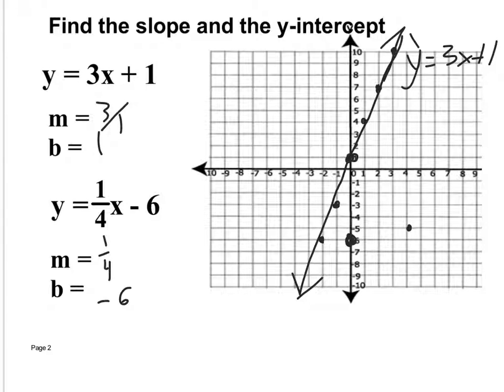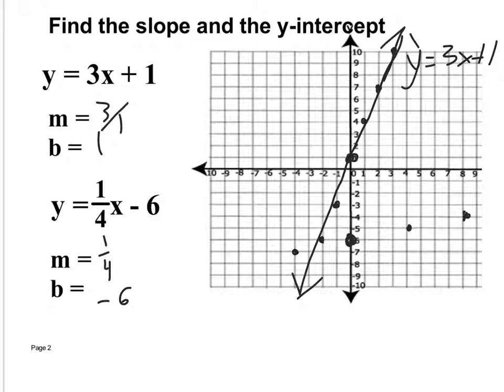Good. And I do it again. I go up 1 and I go over 4. Can I keep going that way, Isabel? No, I ran out of room. So I go the other direction. So instead of going up 1, I would go what? Down 1. And instead of going 4 to the right, I go 4 to the left. So I go down 1 over 4.